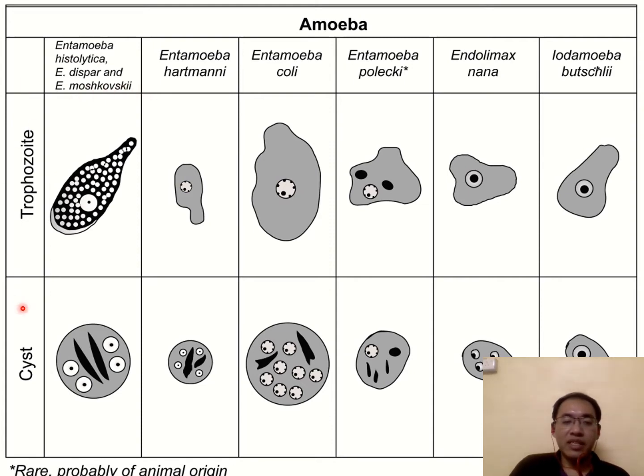In normal clinical samples, you will be able to see both the trophozoite and the cyst form. However, for prolonged samples, maybe more than 2 hours, the trophozoite is not stable outside the host, so it will disintegrate. Whereas the cyst is more robust and could last longer in the external environment.